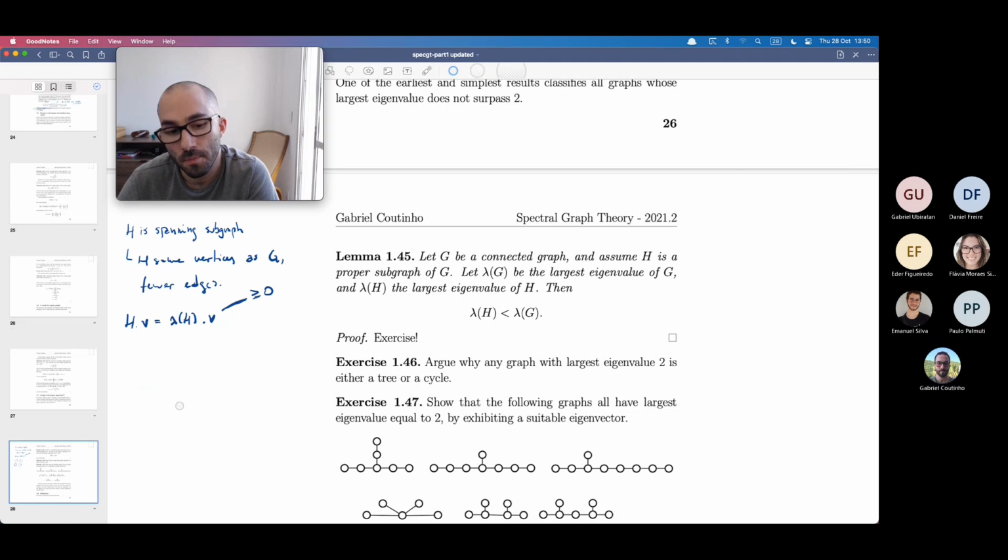So you know that this is true. Now the question is, what happens if you consider the Rayleigh quotient of V according to the adjacency matrix of G?